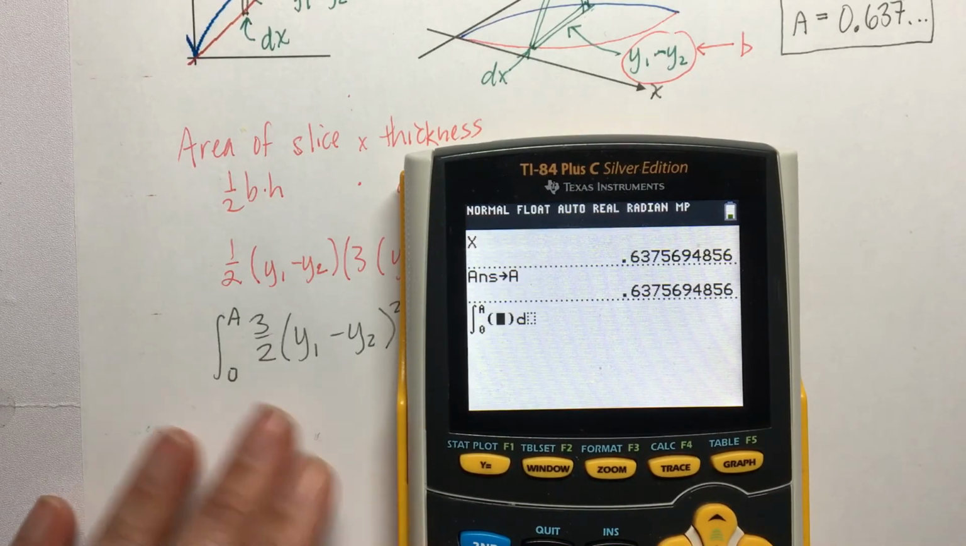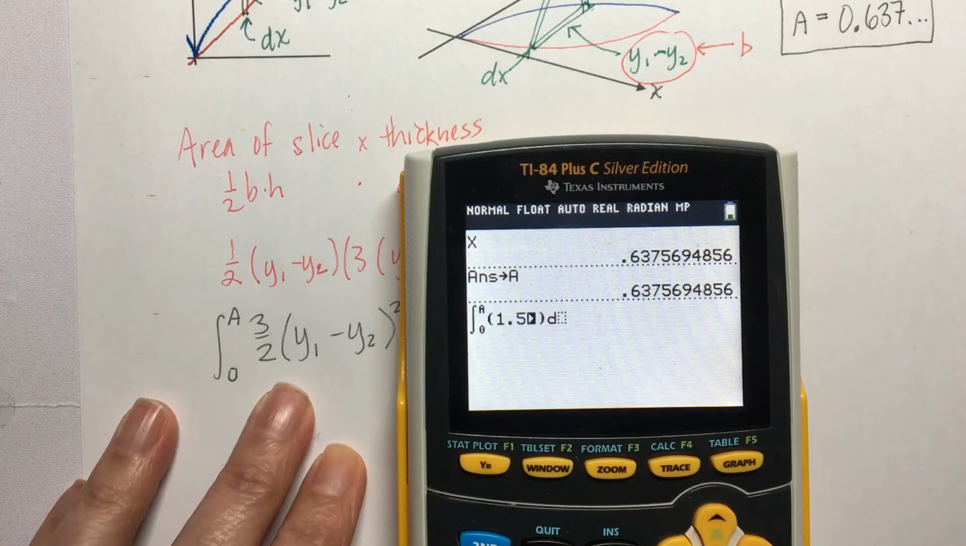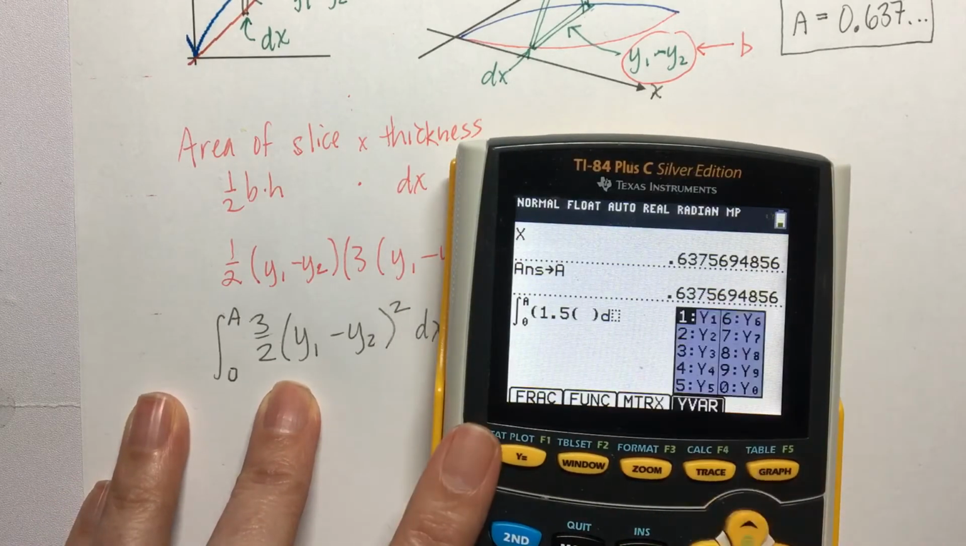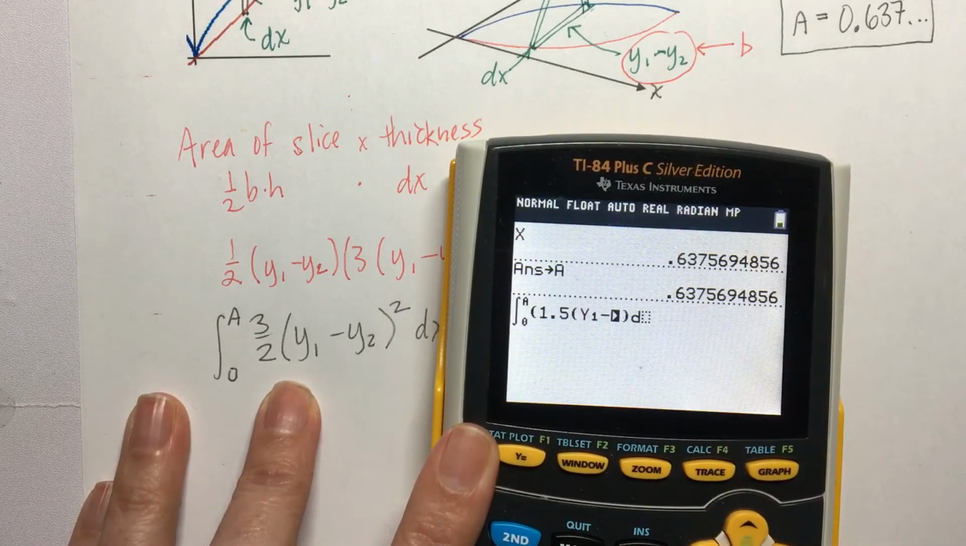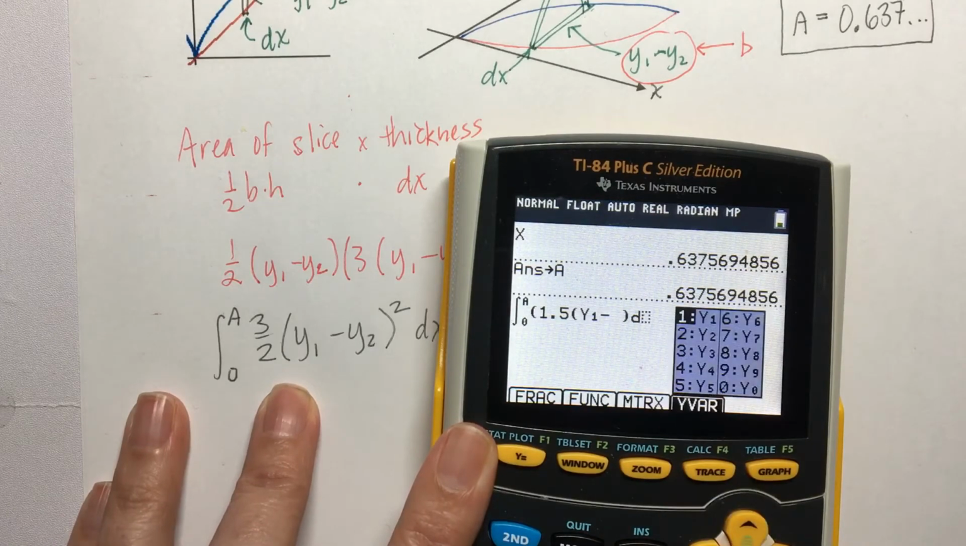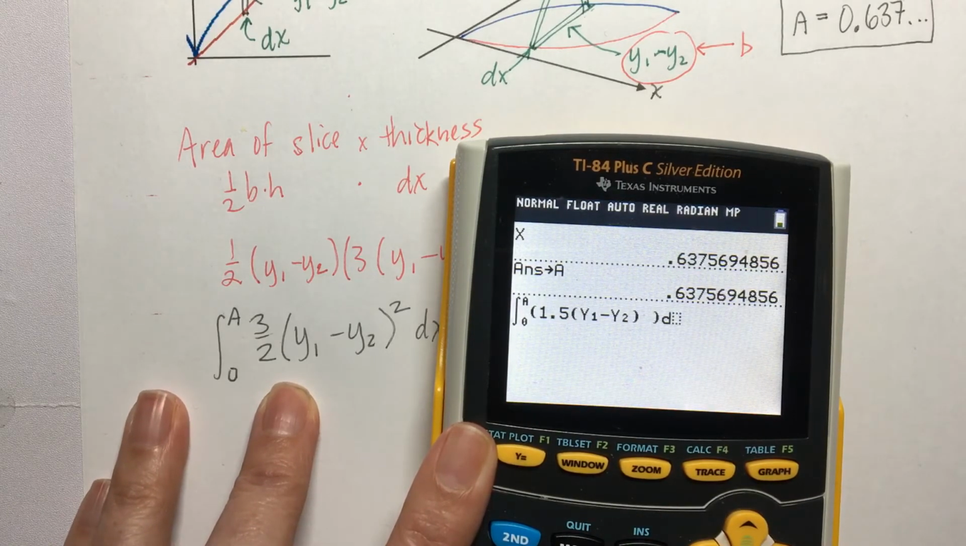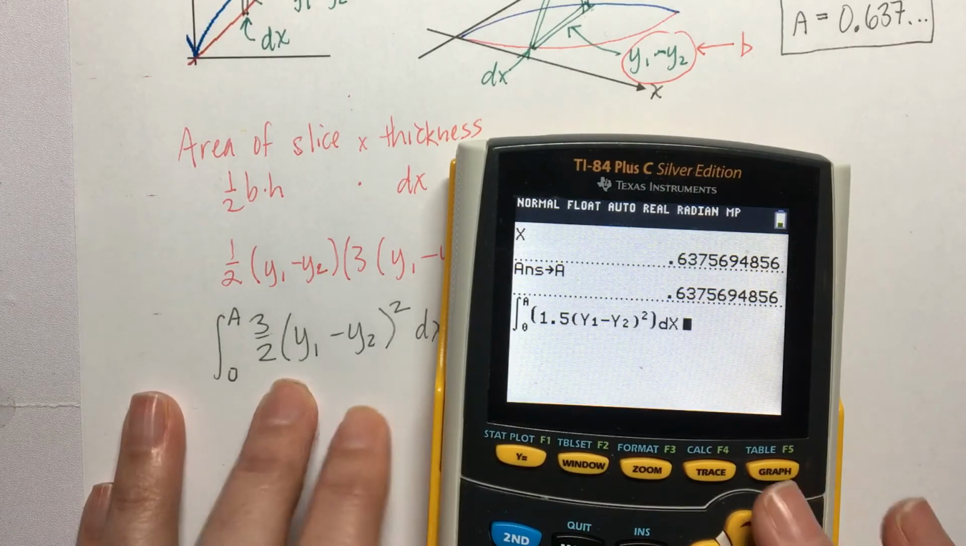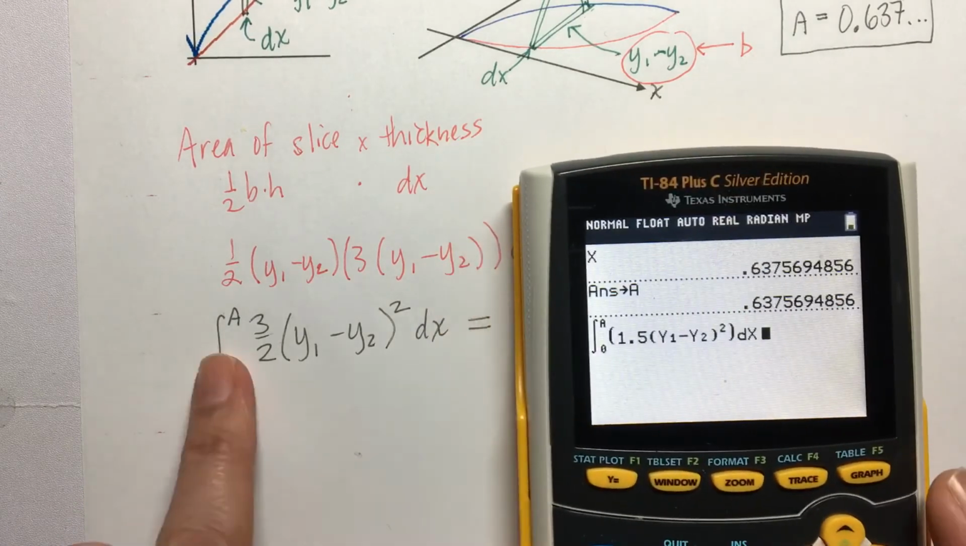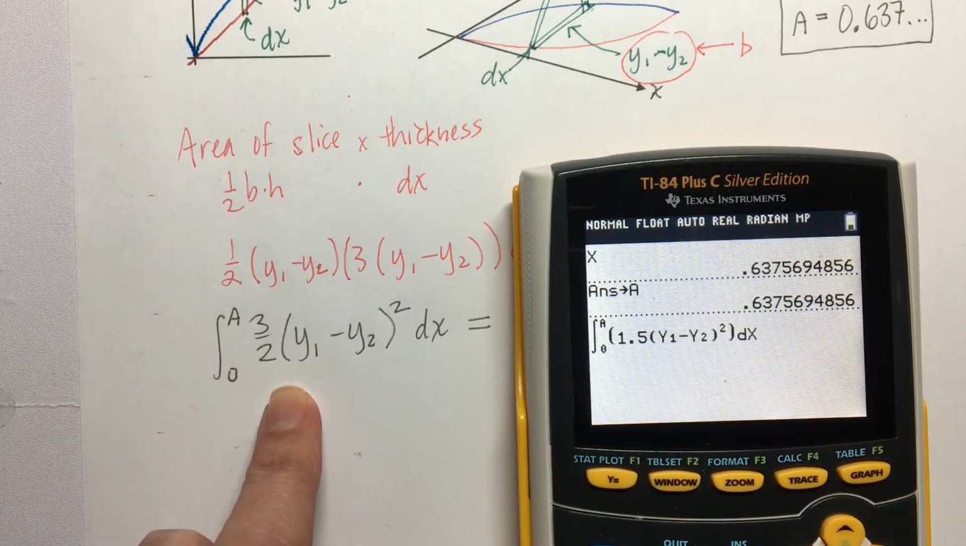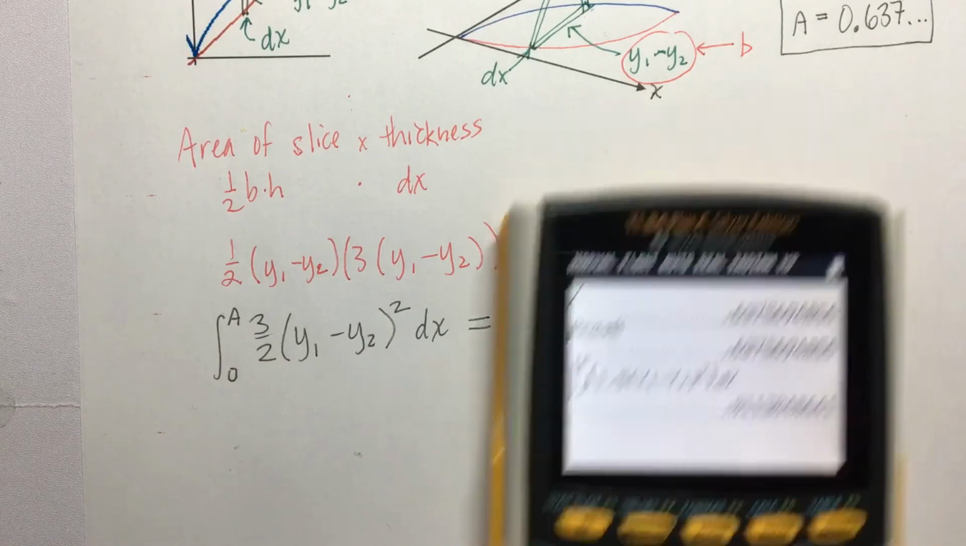And then watch the parentheses on this. I'm going to just type 1.5 because it's easier. And then parenthesis y1, so alpha trace y1 minus alpha trace y2. Parentheses squared, and then dx. And before I hit enter, I'm just going to take a quick look at this, make sure these two look the same, and they do. And I get 0.011.